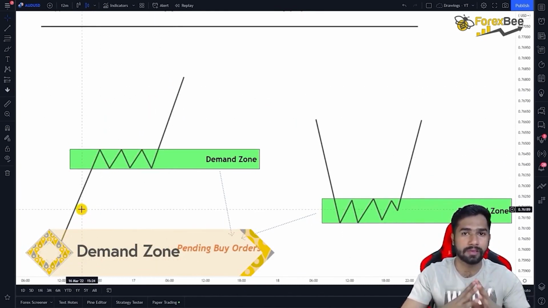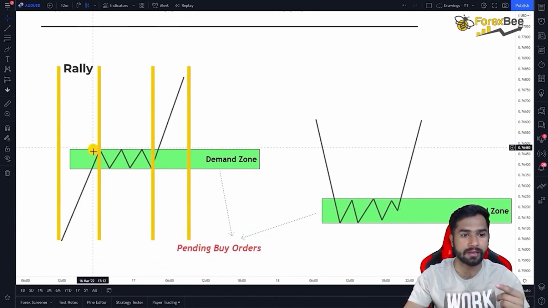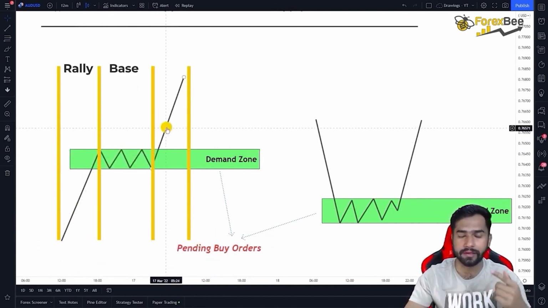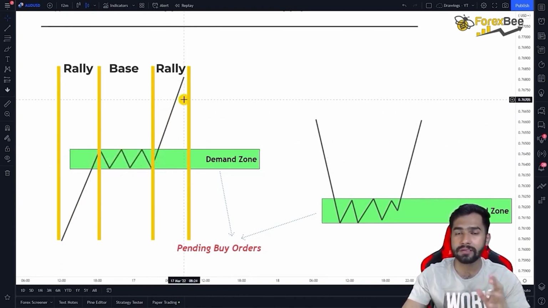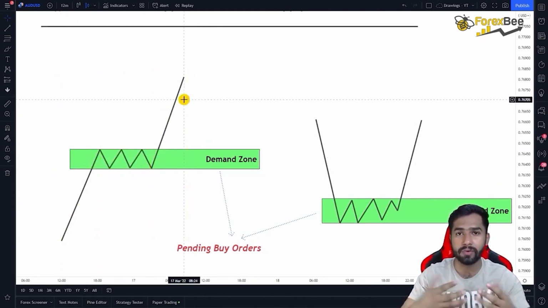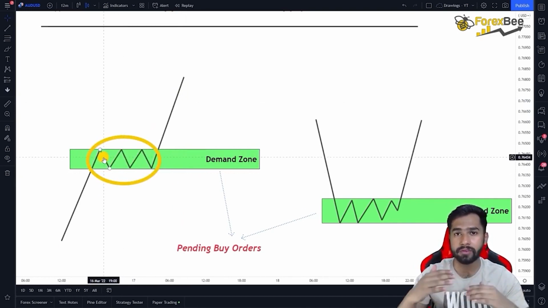As we can see, this consists of three market phases. The first phase is the rally, the second one is the base, and the third one is again a rally. In the first and third phases, the market is in very good momentum, or the buyers are in very good momentum, pushing the market in the bullish direction. But in this second phase, the market gives a kind of pause where the market is making a range.